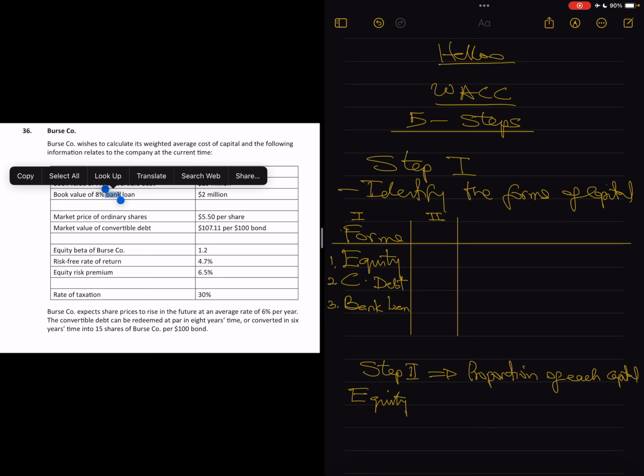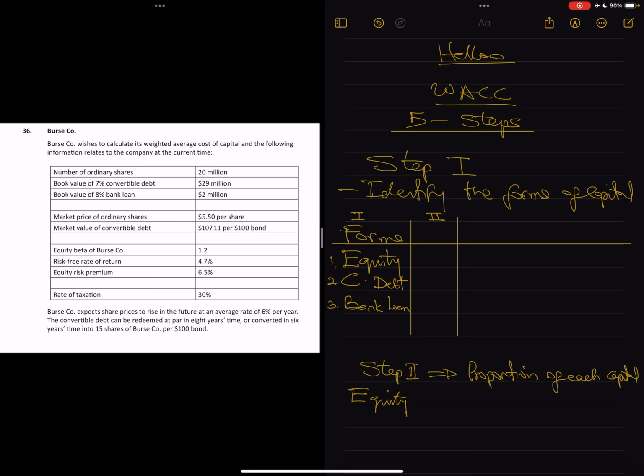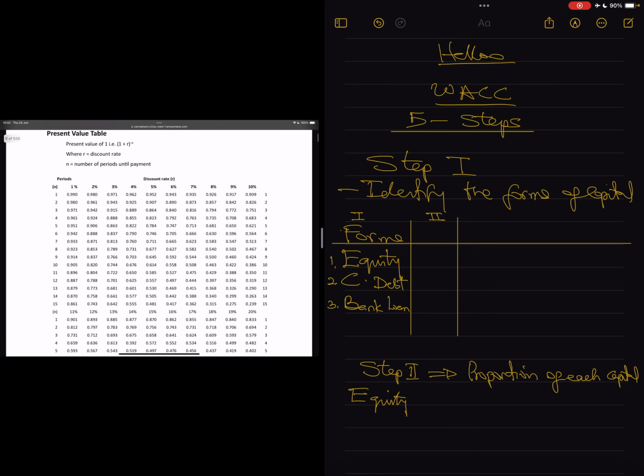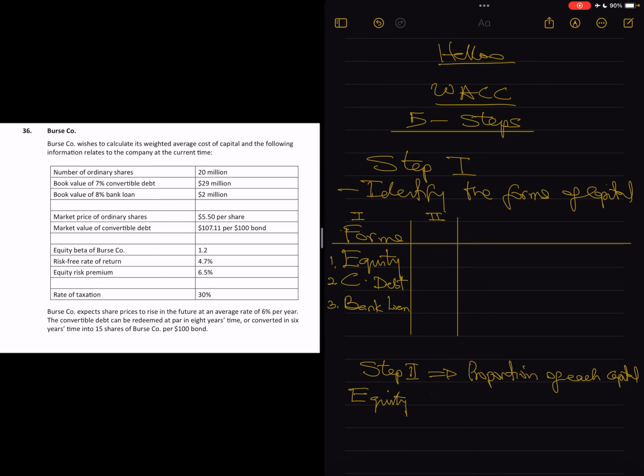What is the volume of equity that we have? So value of equity, we're given how many shares? They said this is 20 million shares. And they give us the price of the shares. Let's look at the information we've been given. Bosco wishes to calculate this weighted average cost of capital. The following information relates to the company at the current time. Number of ordinary shares, book value was given, market price of ordinary shares was given, 5.5 per share. So the value of equity is 5.5, which is the price of one share, multiplied by the total number of shares that we have, which is 20 million.